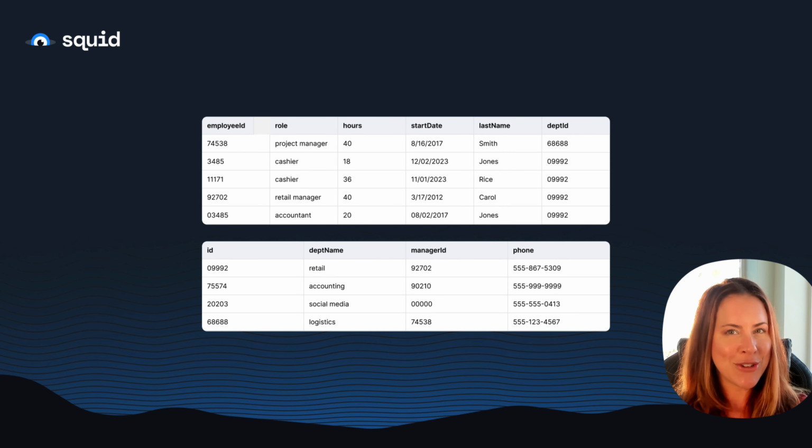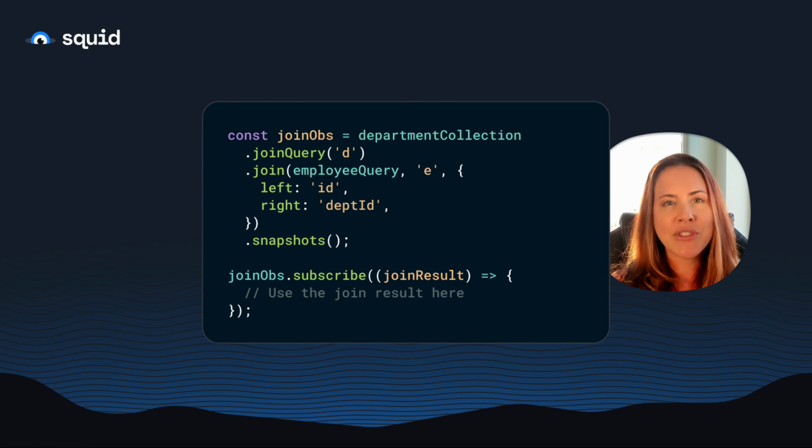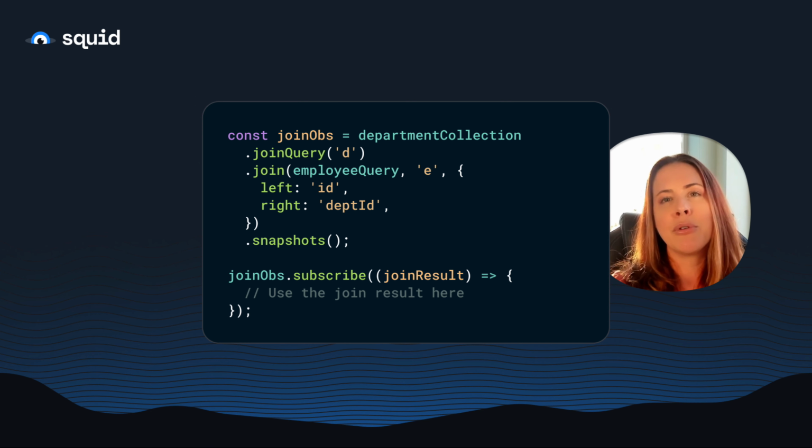Let's revisit our two collections for a moment. Notice we have a couple of departments that don't have employees that fit the query criteria of working more than 32 hours. By default, Squid performs left joins. In SQL, a left join returns all results from the left table with results from the right table query.